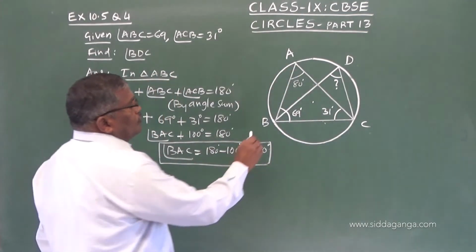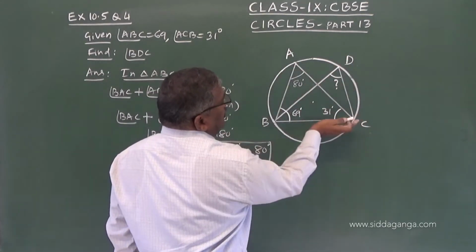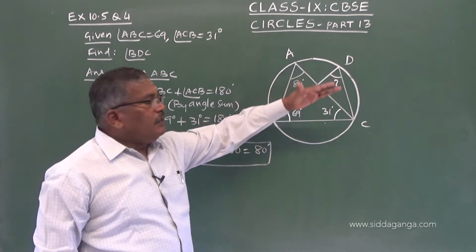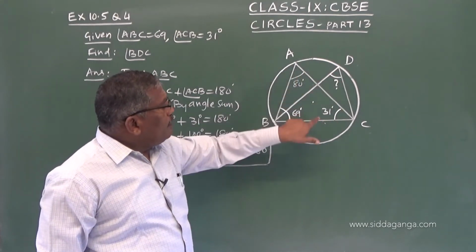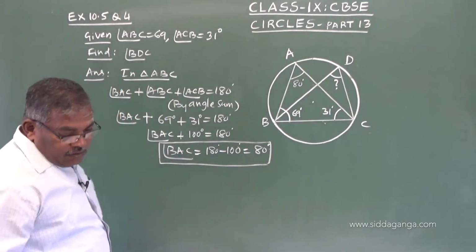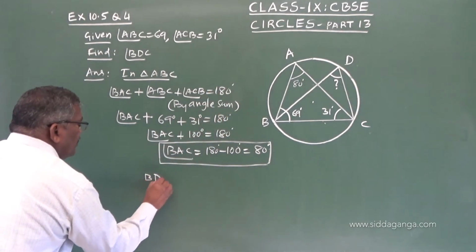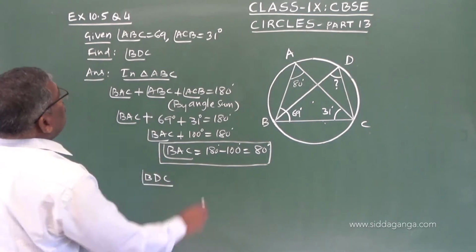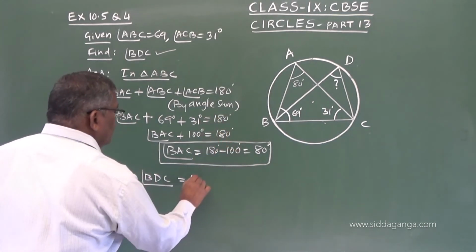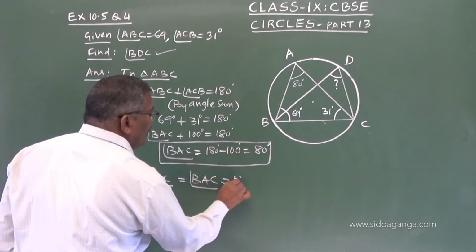Now you observe BC is the chord and BAC and BDC are 2 angles in the same segment. So 2 angles subtended by a chord in the same segment are equal, that we have studied. So therefore I will write angle BDC, we want angle BDC, this is what we have to find out. Angle BDC is equal to BAC, we have found out 80 degree.